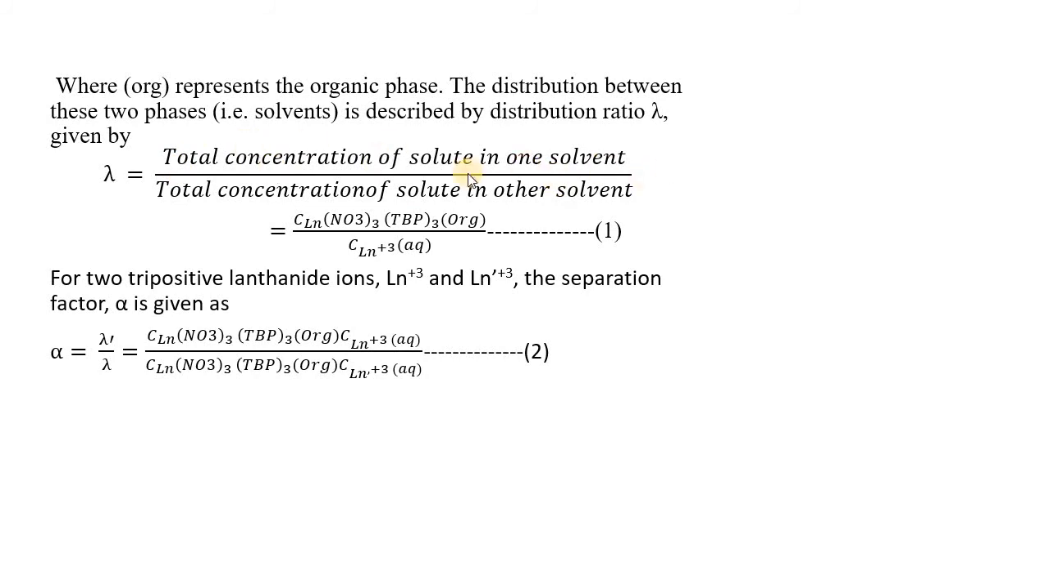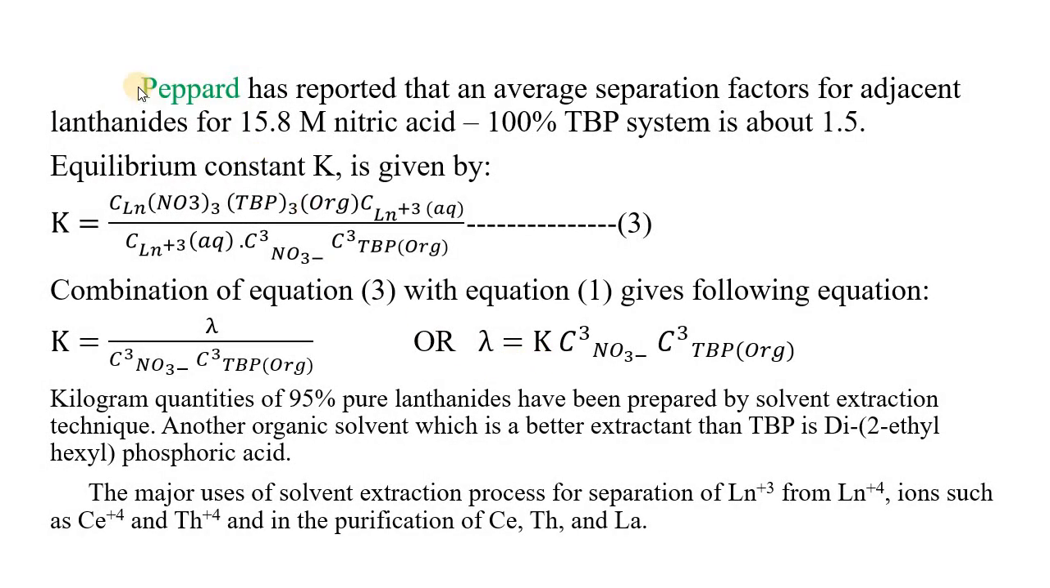Now check the formula again. Values of alpha and concentrations of all the things are given in expression number 2. Peppard has reported that an average separation factor for adjacent lanthanides in the 15.8 molar nitric acid, 100% TBP system is about 1.5. It means the separation factor is good, which is needed for the separation of all the lanthanides. Now the equilibrium constant, distribution constant, partition coefficient is given by K.